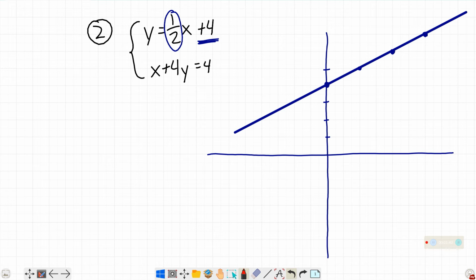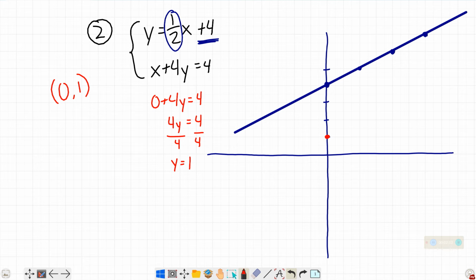So I'm going to start with x being 0, which would make this 0 plus 4y equals 4. And 0 plus 4y is just 4y. So 4y has to equal 4. And to solve for y, you could divide both sides by 4, which gives you y is equal to 1. So I have a point (0, 1).